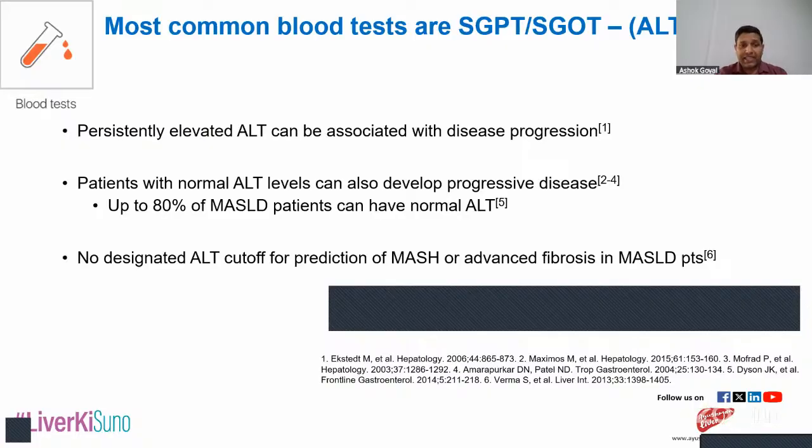So there is no designated ALT cutoff for prediction of MASH or advanced fibrosis in MASLD patients. I'm not saying that a simple liver function test can detect your MASLD or MASH condition, because 80% of the time your liver function will be normal. So it is basically the combination of symptoms, the blood test and the imaging technique which can tell us whether you have MASLD or MASH or not.